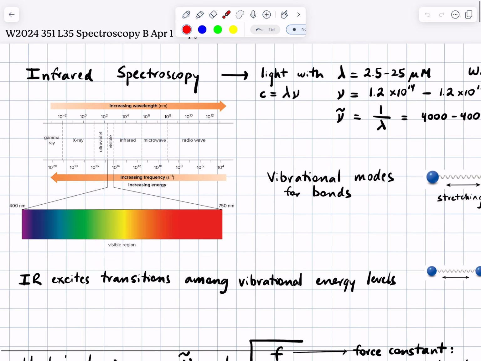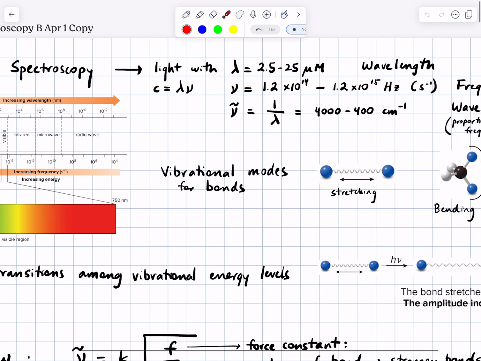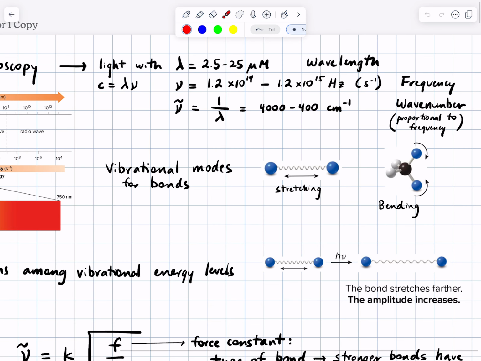The transitions that get excited by infrared light, or the things that change about infrared light, are bond stretching and bond bending. So you can think of atoms and bonds like springs. Now we've learned about bonding, we've learned about electrons in bonding orbitals holding nuclei together. But if you take a step back and just look at the two atoms held together by a bond, they start to behave a lot like a Newtonian spring.